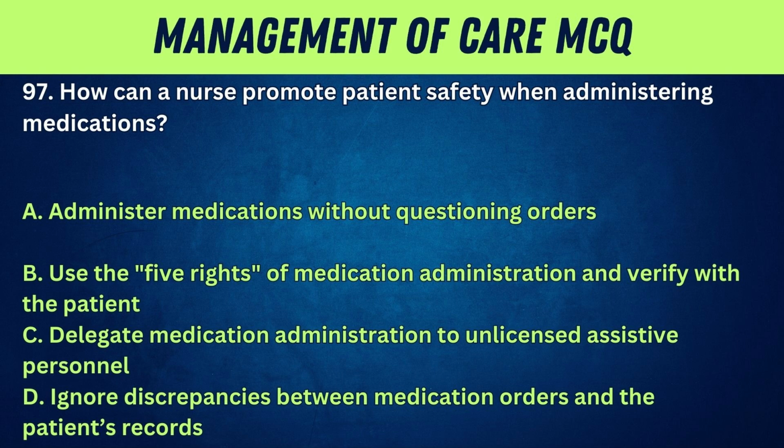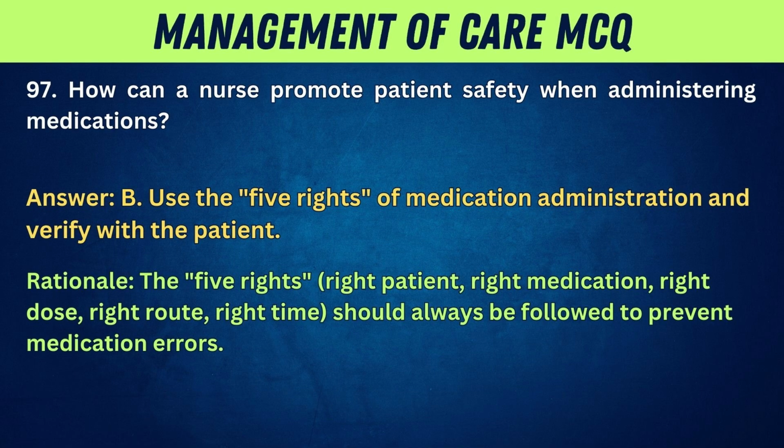97. How can a nurse promote patient safety when administering medications? A. Administer medications without questioning orders. B. Use the 5 rights of medication administration and verify with the patient. C. Delegate medication administration to unlicensed assistive personnel. D. Ignore discrepancies between medication orders and the patient's records. Answer. B. Use the 5 rights of medication administration and verify with the patient.